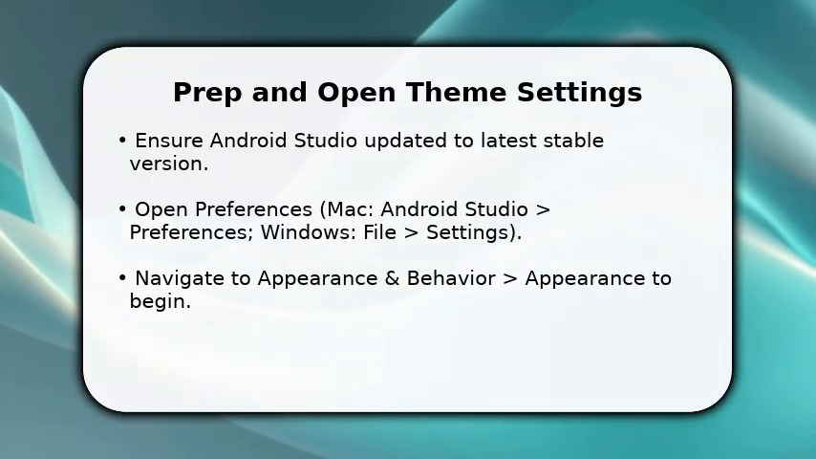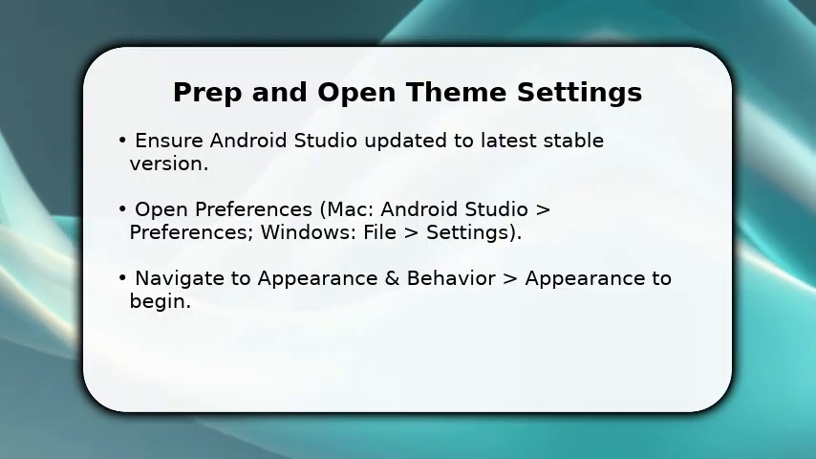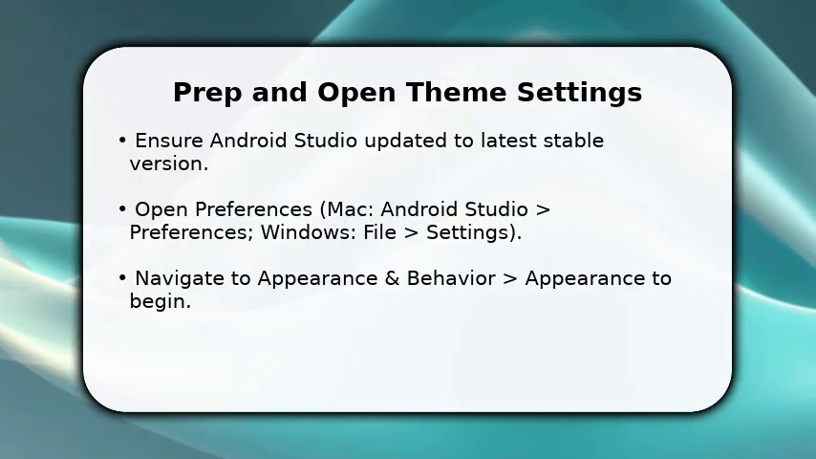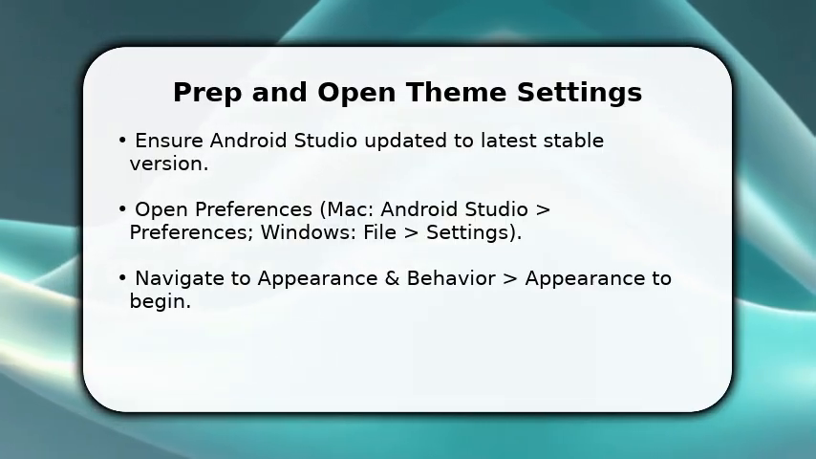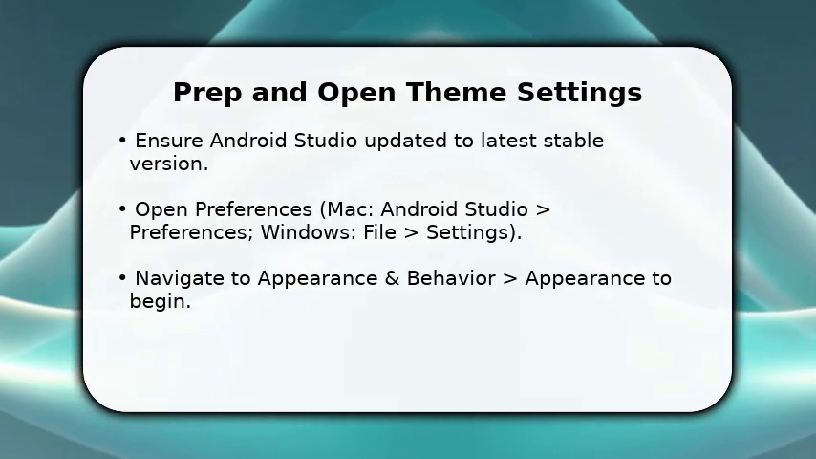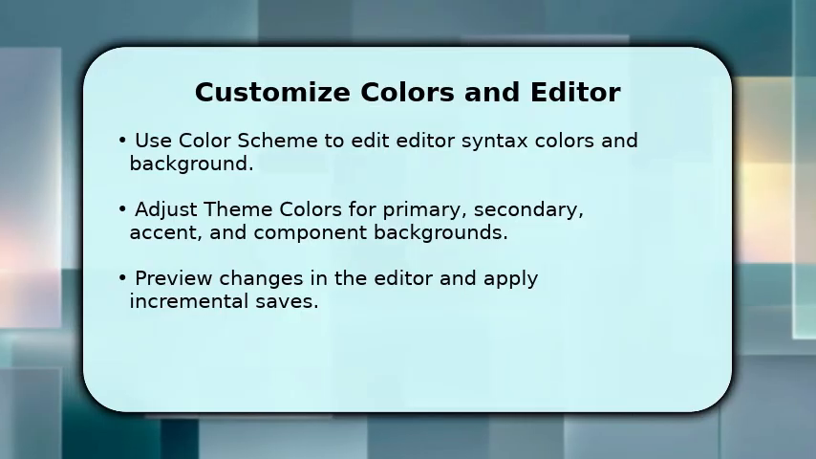Make sure to pick a base theme first: light, dark, IntelliJ. This initial choice determines what color tokens are available, so choose one that matches your accessibility and contrast needs before customizing color accents. Now you'll dive into specific color settings.